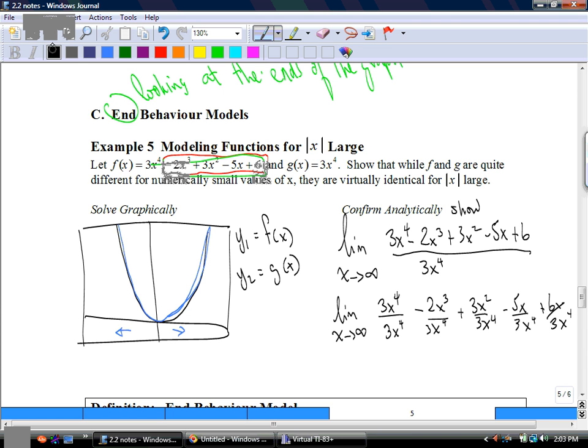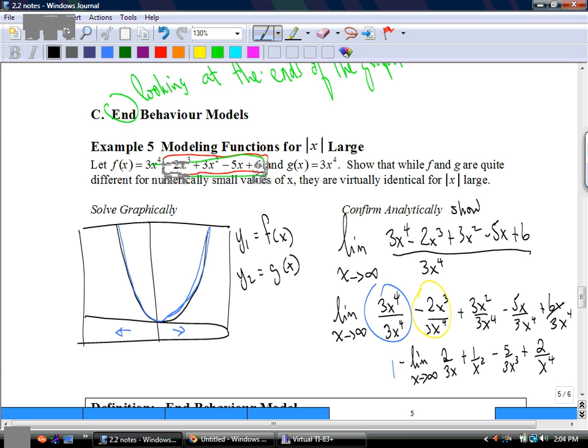Well, when you do that, what happens to that? One whole. What about this one? Good. 2 over 3x. What about the next one? 1 over x squared. What about the next one? 5 over 3x cubed. And what about the last one? 2 over x to the 4th.